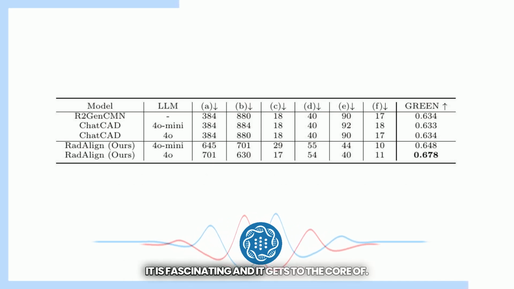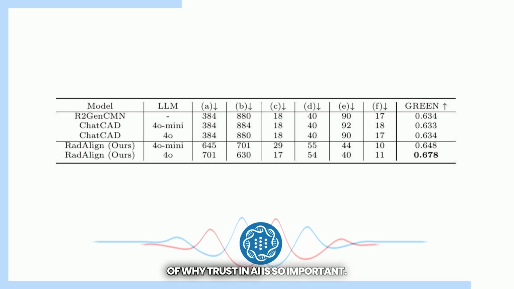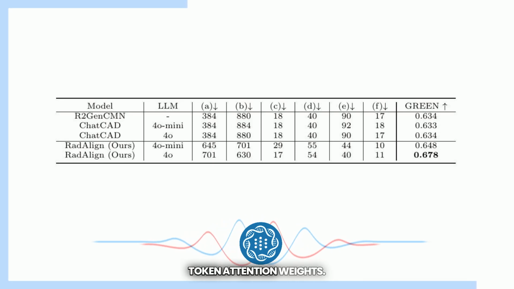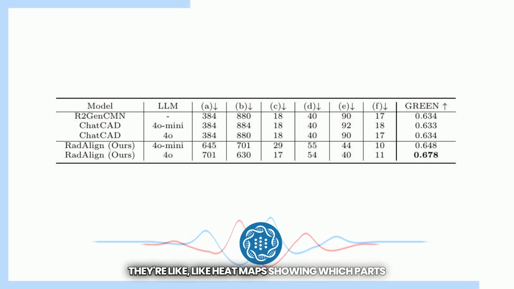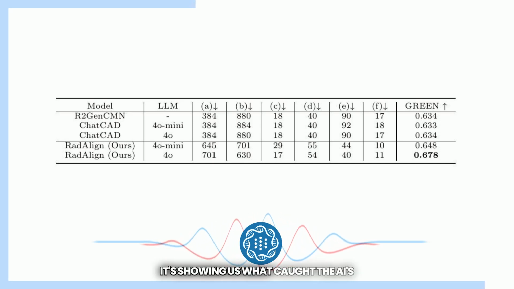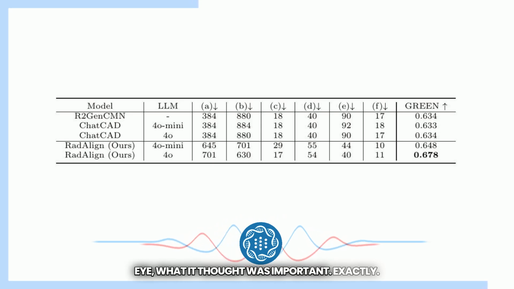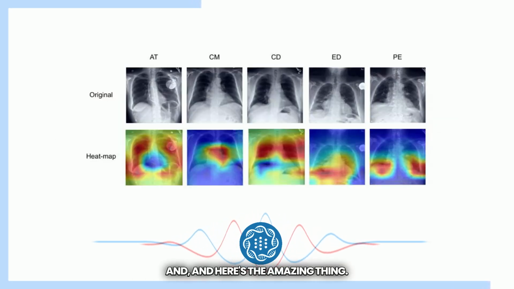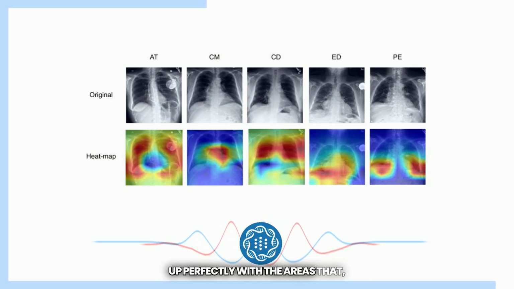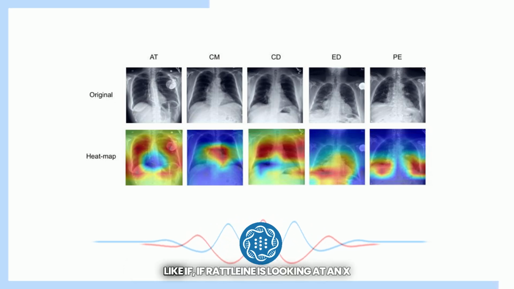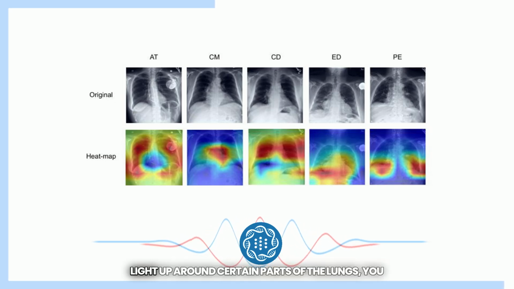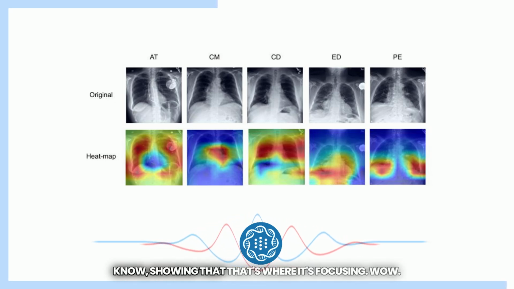It is fascinating, and it gets to the core of why trust in AI is so important. The researchers made these visualizations called concept token attention weights. They're like heat maps showing which parts of the X-ray RadAlign really zeroed in on when it made its diagnosis. So it's showing us what caught the AI's eye, what it thought was important. Exactly, and here's the amazing thing. Those highlighted areas often line up perfectly with the areas that radiologists themselves would focus on. Like if RadAlign is looking at an X-ray for signs of pneumonia, the heat map might light up around certain parts of the lungs, showing that that's where it's focusing.